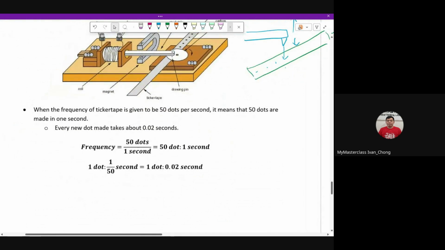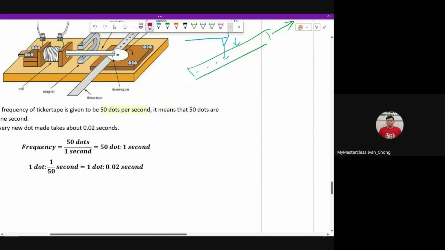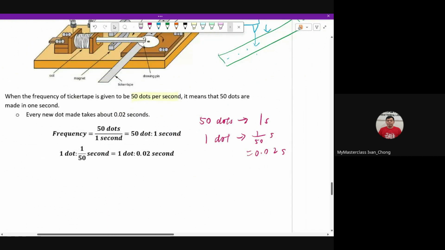Now, if I tell you it is 50 dots per second, what does that mean? You don't have to use what I wrote here. You can also write, okay, 1 second, I have 50 dots. Or it can be the other way around: 50 dots, arrow, is 1 second. So 1 dot is 1 over 50 seconds. It is 0.02 seconds.